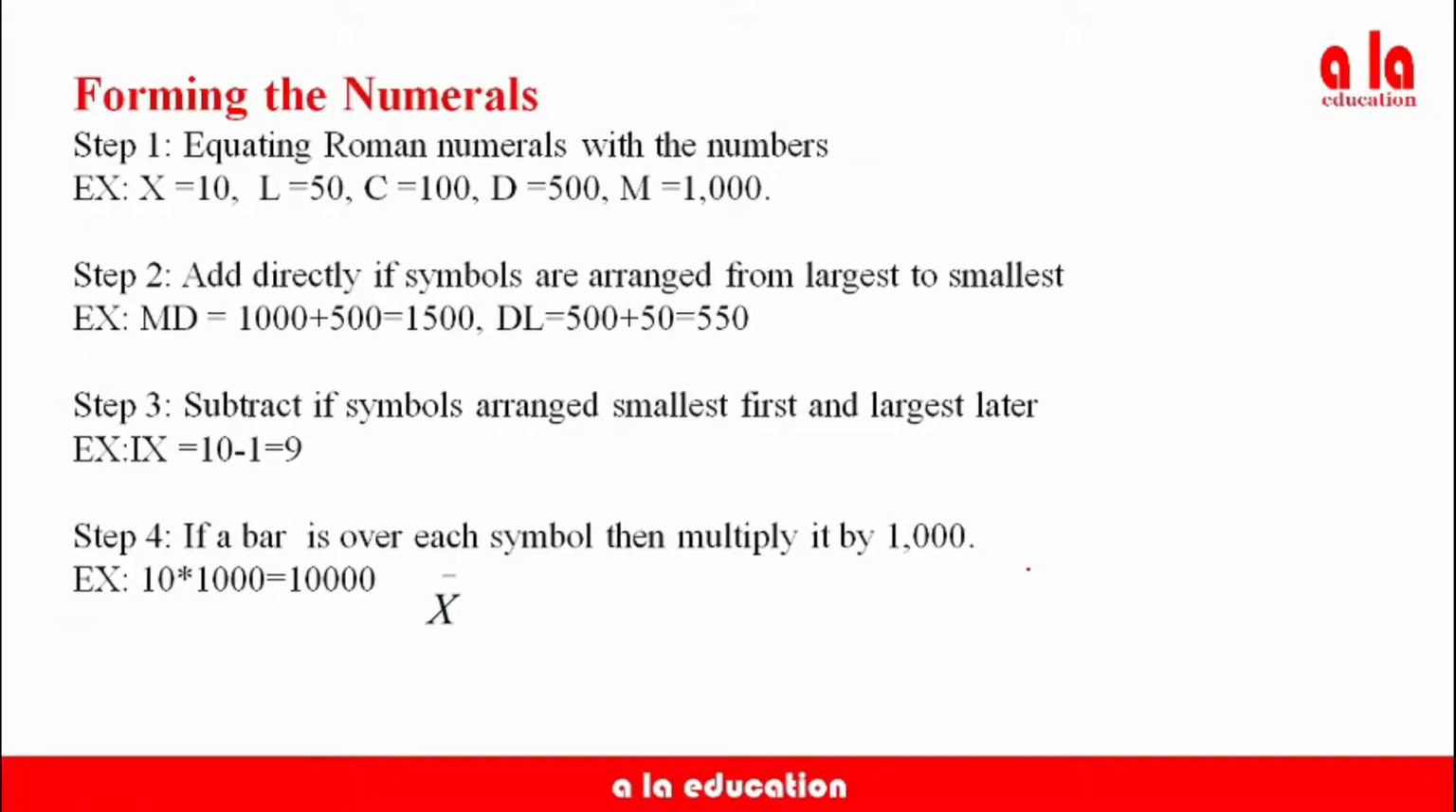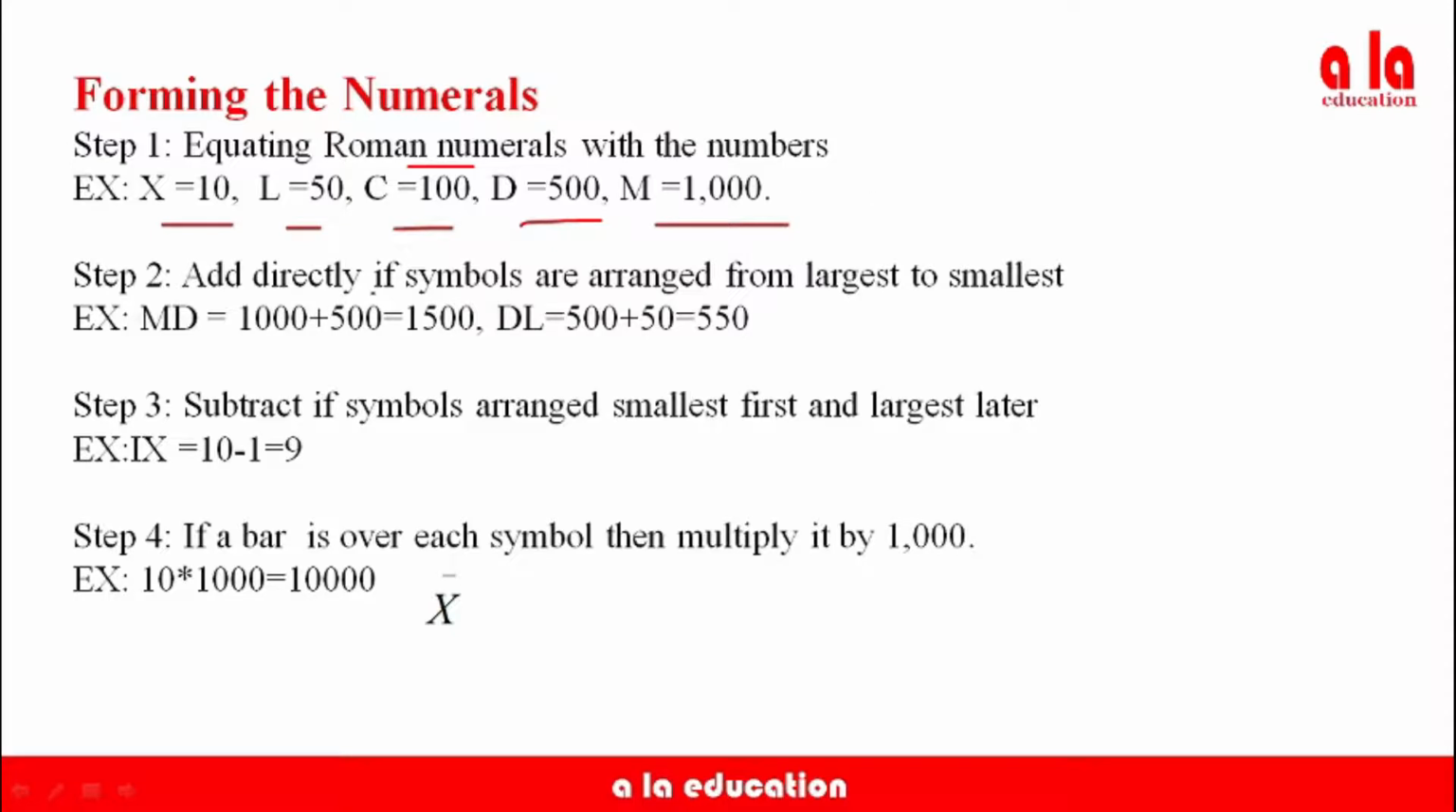And how do we come to know the final value of these symbols, or you can say forming the numerals? We have different steps, or rules, to find the final value of a particular arrangement of symbols. We observe here step 1. Step 1 is to equate the Roman numerals with the numbers. For example, X value equals 10, L value equals 50, C value equals 100, D value equals 500, M value equals 1000. First you need to equate the Roman numerals with their number equivalent value.